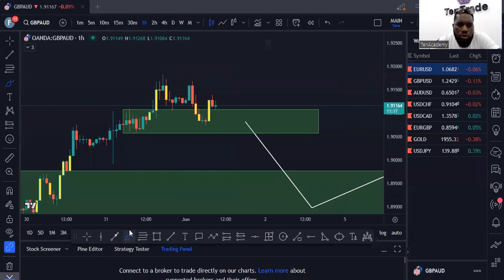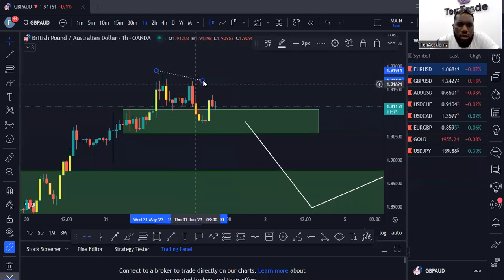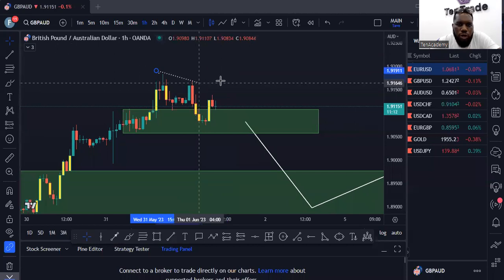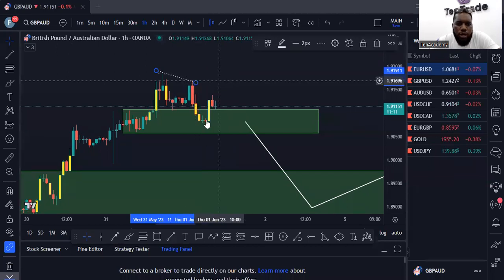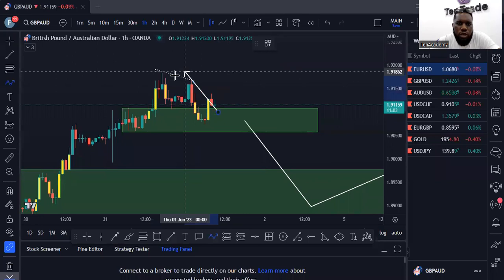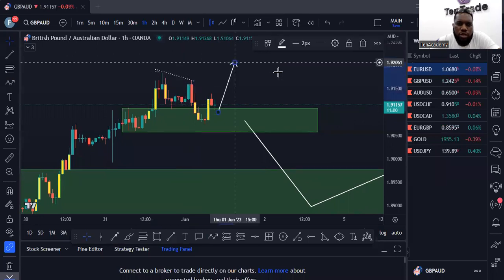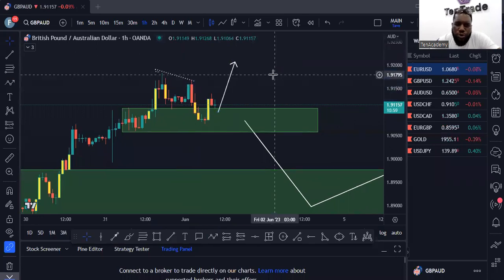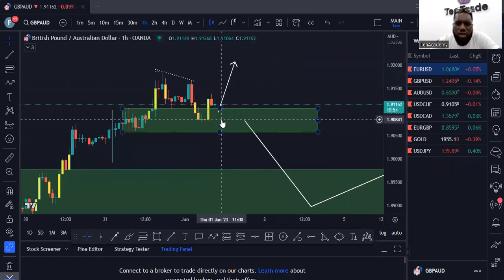So let me show you too. There is liquidity here like so. You can see there's double top here. So if you are buying from this zone, we are seeing potential for price to go up to take out liquidity here. So honestly, I wouldn't be buying GBP AED right now. Okay. I don't think it's ready to buy yet.